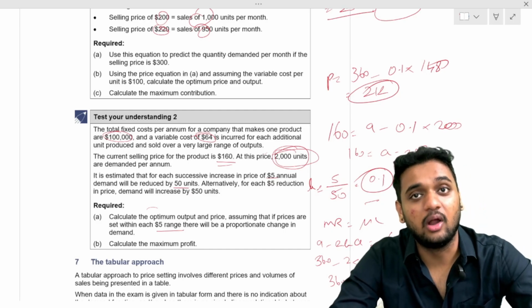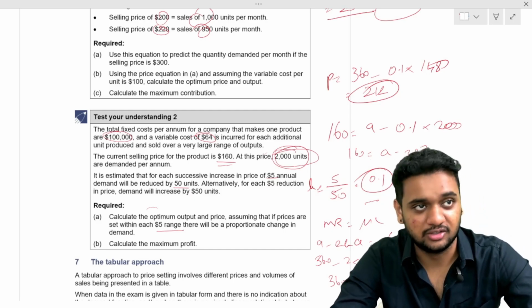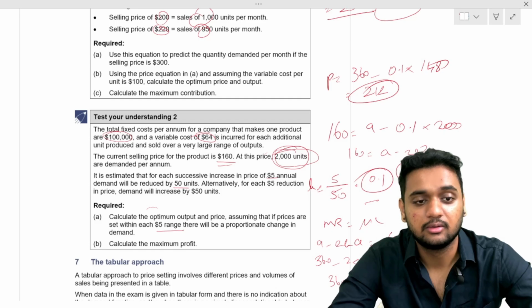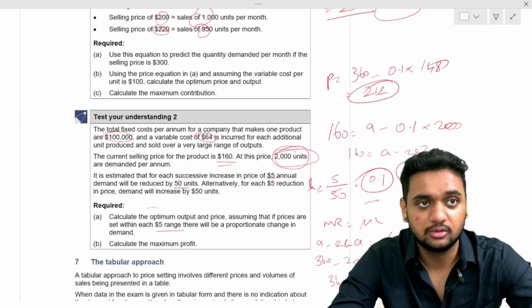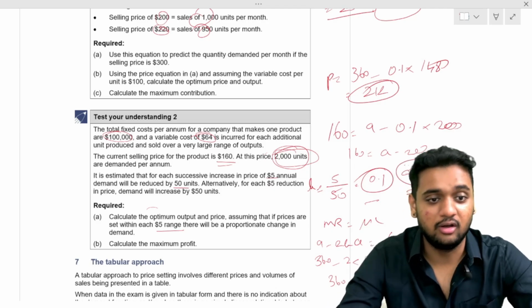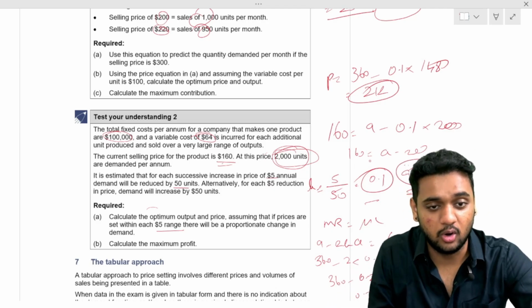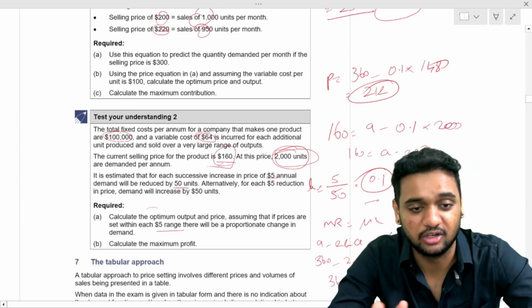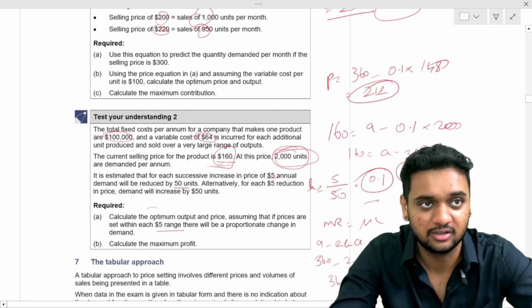So for maximum profit, what do you have to find out? Minus fixed cost. First you have to find out the maximum contribution. How will you find the maximum contribution? What is the selling price? Be very careful. What students will do is go and write 160, given in the question, as the selling price. Selling price is not 160. What did we find out as the selling price?